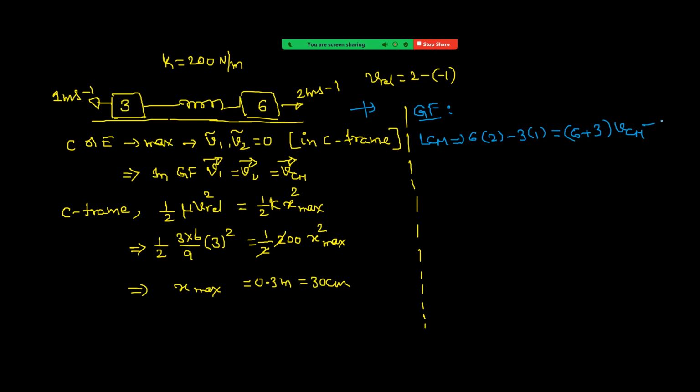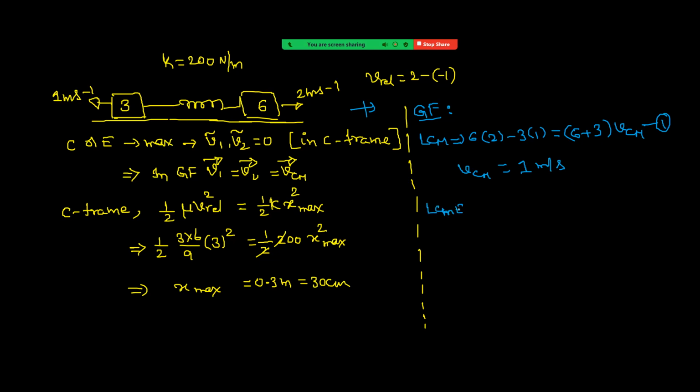So from here we are going to get VCM directly. That value, how much? 12 minus 3, 9. 9 by 9, 1. So 1 meter per second. Next, write the energy equation.